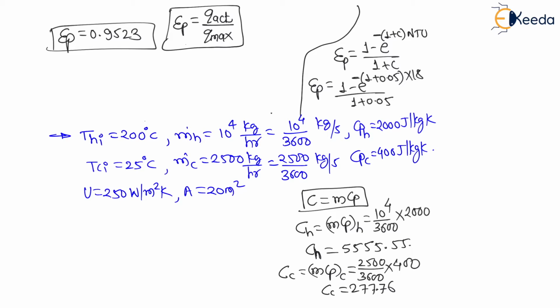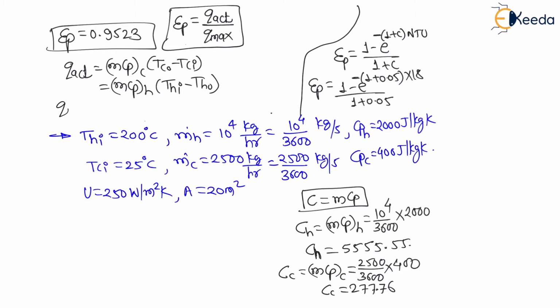Now here the actual heat transfer, in terms of the cold fluid, will become m Cp of cold fluid into the temperature difference of the cold fluid, that is TCO minus TCI. In terms of the hot fluid, it will become m Cp of hot fluid into the temperature difference of the hot fluid, that is THI minus THO. This is the actual heat transfer. And the maximum possible heat transfer, as we have seen, is nothing but m Cp minimum into delta T maximum in the device. Now let us find this.